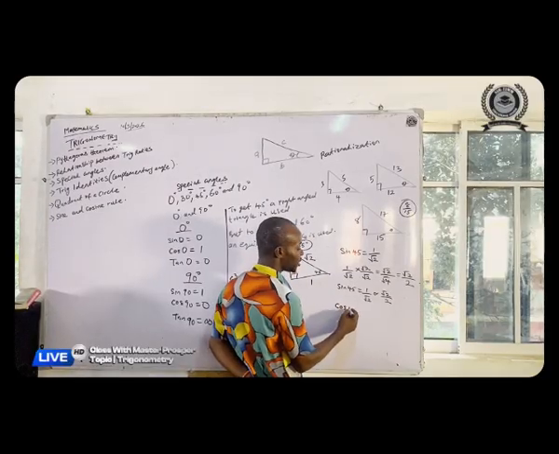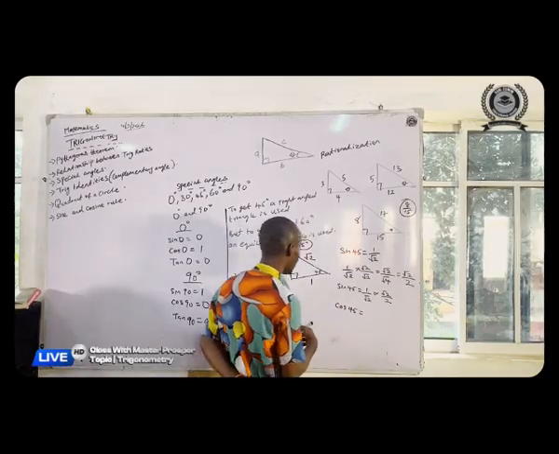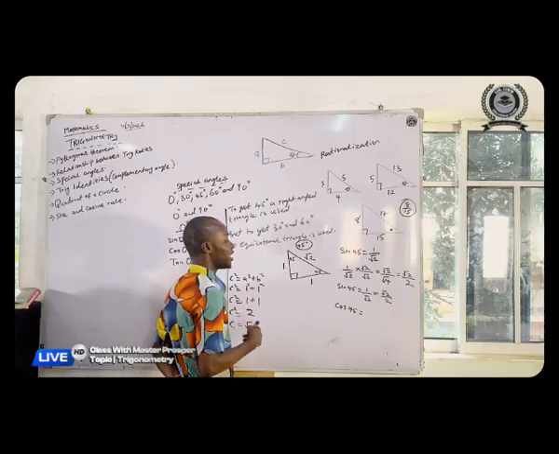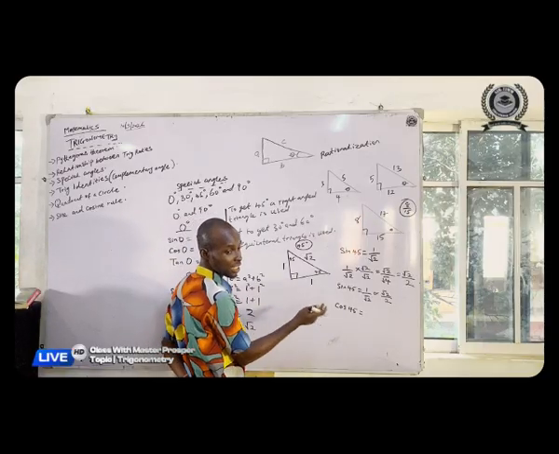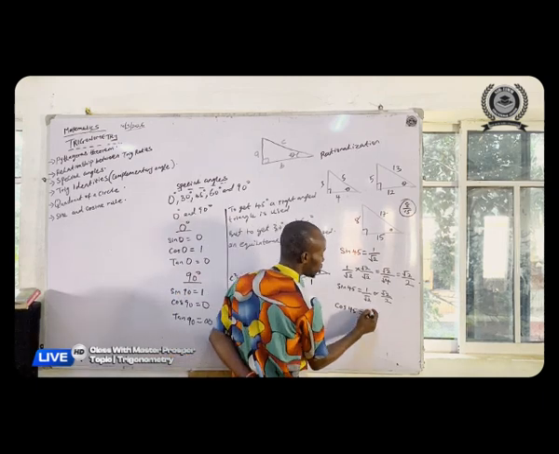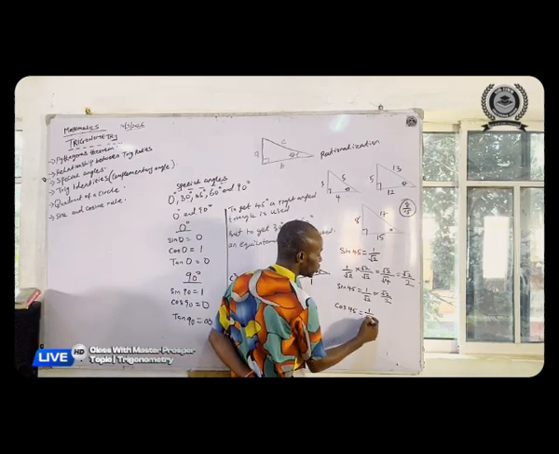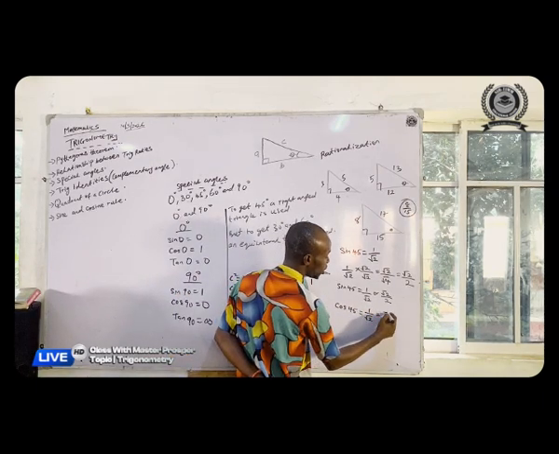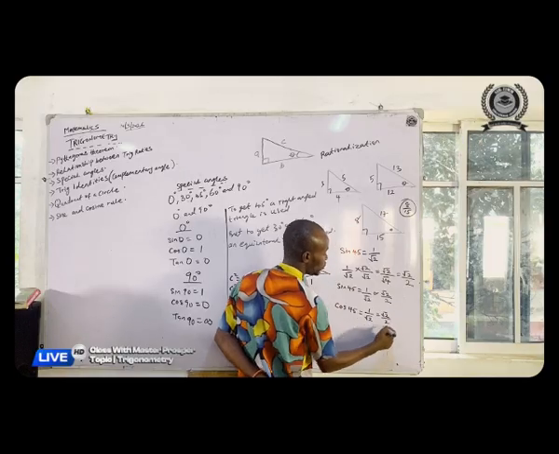I'm having that cos 45 is equal to, now since I'm having cos 45, any of them can be my opposite and adjacent. So adjacent over hypotenuse, which is 1 over root 2, which is equal to root 2 over 2.